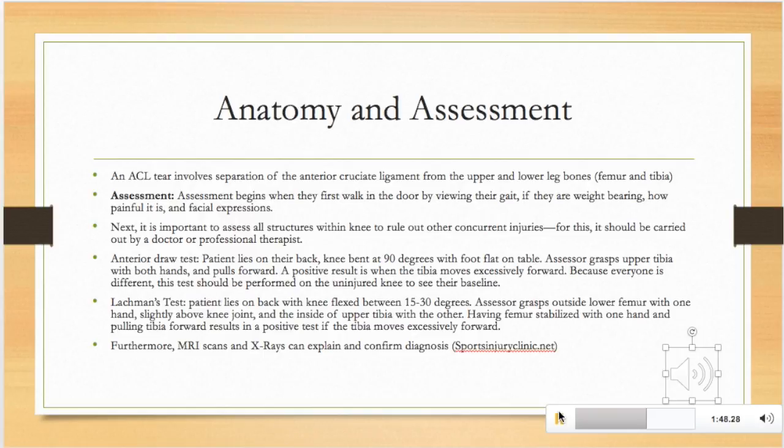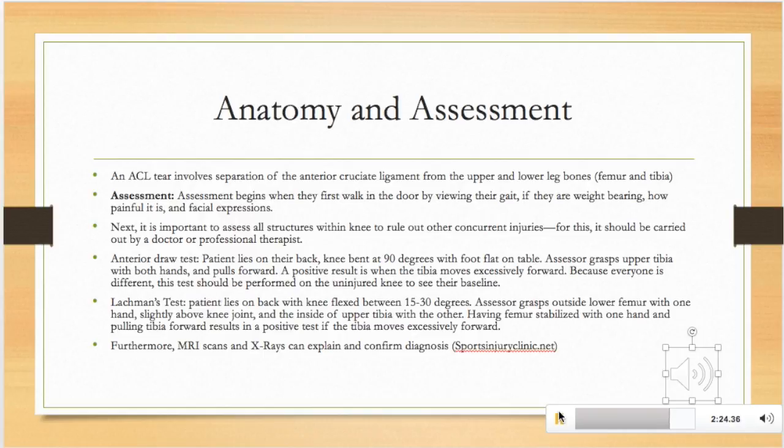Because everyone has different ranges of motion and knees can be tricky, you want to do that on the opposite side as well, just to see if the movement that occurred on the injured knee is the same extent as the opposite knee, or if they have really loose joints, or if it's actually completely or partially torn. So you want to do this on both sides, the injured knee and the non-injured knee, just to get their baseline. You can also perform the Lachman's test.